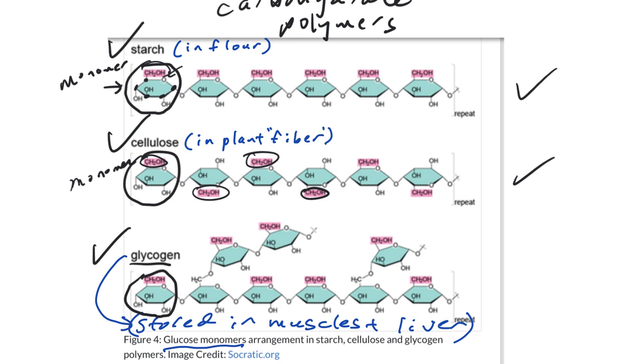In between meals, we'll break down the glycogen to give glucose in our bloodstream to feed the cells continuously between meals. So we eat a meal, we break down starch into glucose, and then we rehook those glucoses up into glycogen, and we store that in our muscles and liver, and we break it down between meals to provide the glucose that every cell in our body needs all the time.